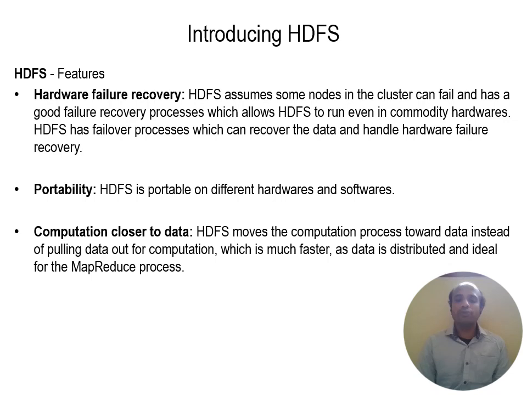Another feature is computation closer to data. The Hadoop distributed file system moves the computation towards the data instead of pulling data out for computation, which is much faster as data is distributed and ideal for the MapReduce process. So these are the features of the Hadoop distributed file system.